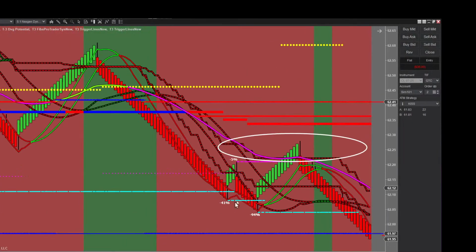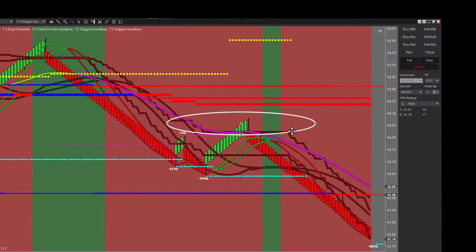Sometimes it does, sometimes it doesn't. There's your pivot stop out. It creates the pivot stop out and then continues down. This is actually a great example because it's going with everything.